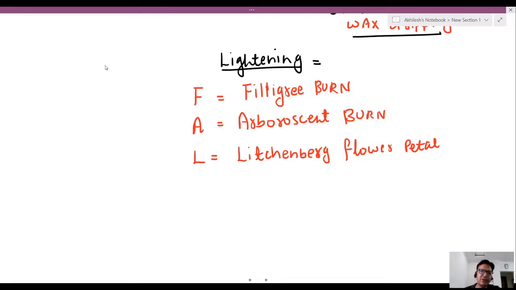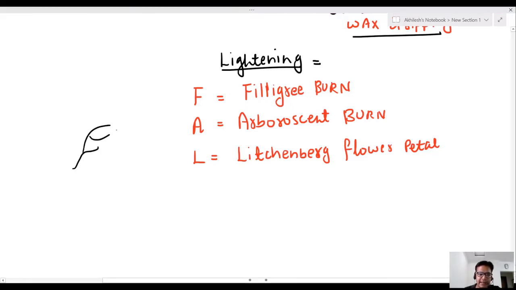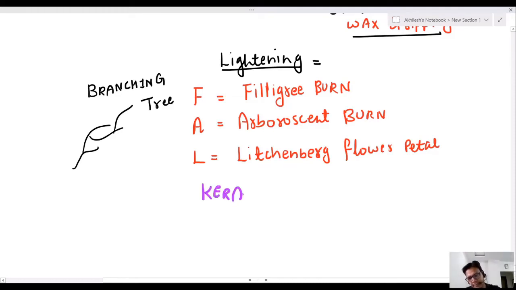Sir, why is it known as arborescent burn? See, it is a branching tree burn pattern. This is arborescent burn. Sir, it is also known as keranographic burn.